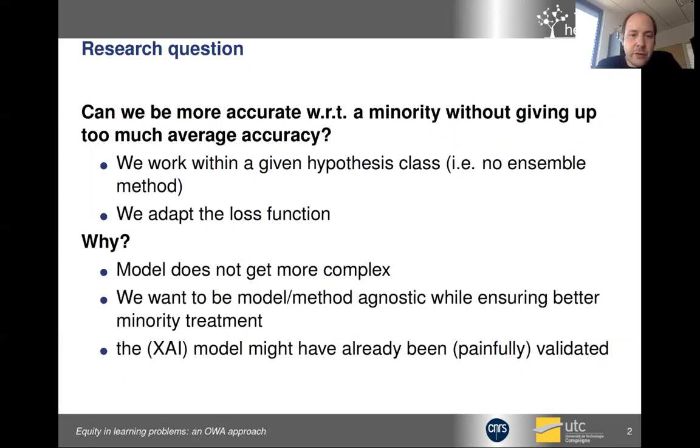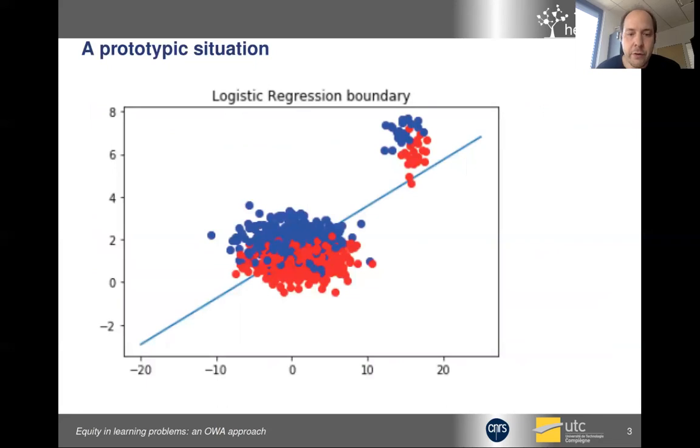And why such choices, would you say? One thing is that this way, the model does not get more complex. So if we have interpretability, we keep it. We want basically to be model or method agnostic to ensure better minority treatment. And also, the model we trained and validated may have been done painfully so, especially if we deal with XAI or interpretable models.